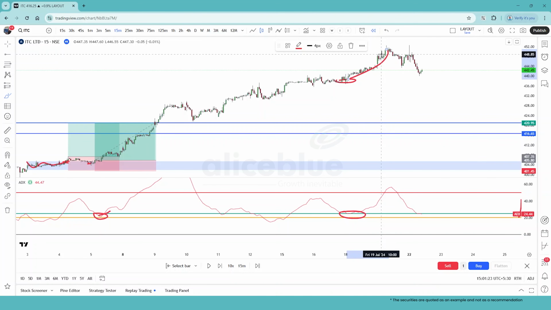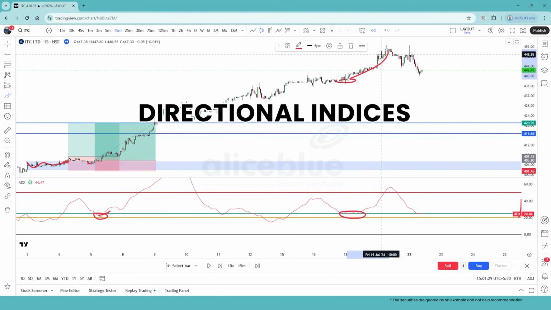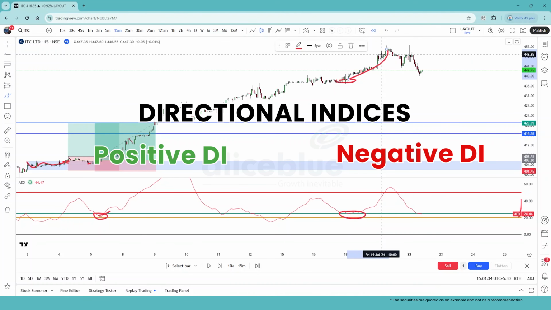The Average Directional Index is used to understand the strength of the trend. Again, there are two more settings from the directional indices, the positive DI and negative DI. That we can discuss in the coming videos.